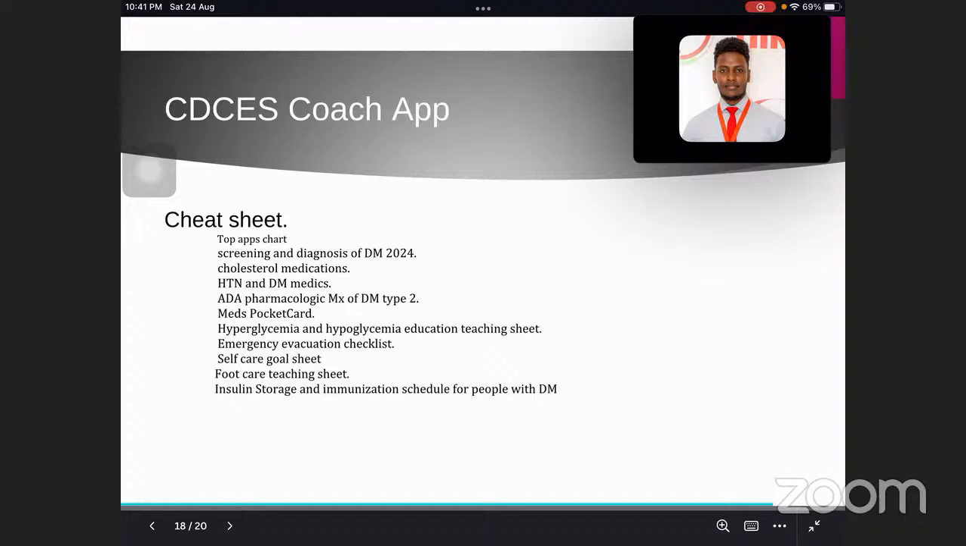And this sheet is updated every year or every now and then to allow you to practice current evidence-based medicine.